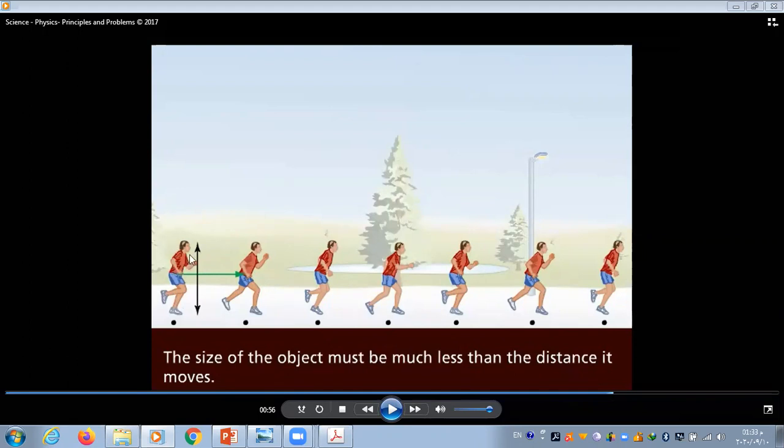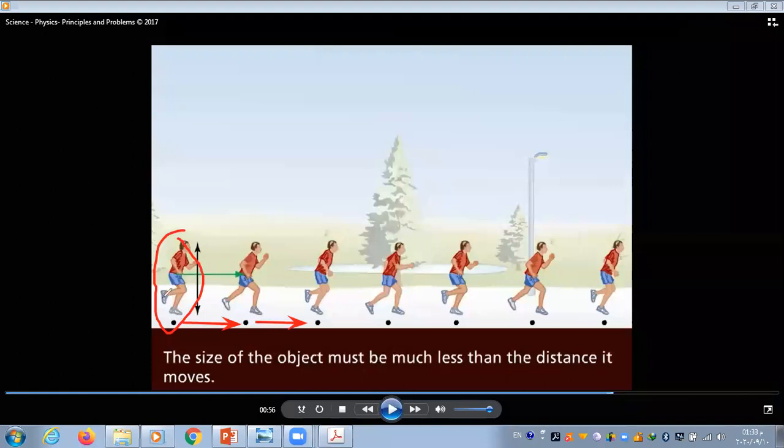Don't draw this runner bigger than the distance between these two points. This is the distance he moved. He moved this distance, right? He moved this distance, okay. Then this one. So the size of this runner must be less than the distance he moved. Don't draw him big or something like this one. Okay, so this is the idea of the particle model of motion. I think it's very easy.